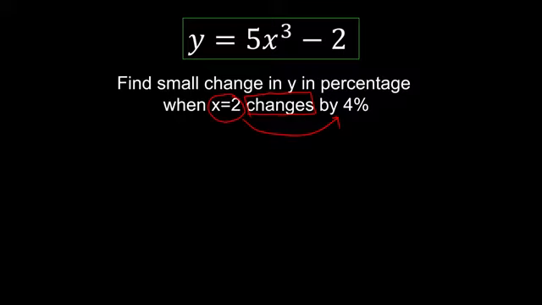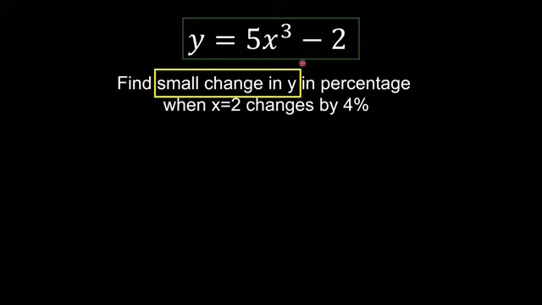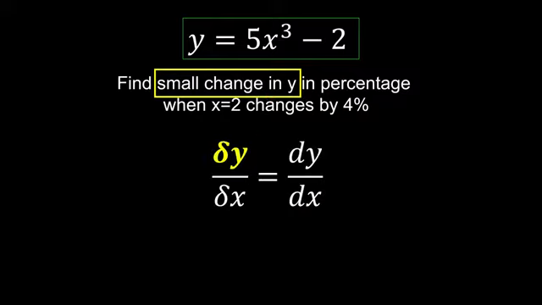When it says changes, it means that it can be increased by 4% or decreased by 4%. But most importantly, they ask us to find the small change in y. Since we want to find a small change, we can use differentiation as our approximation tool. Again, this is supposed to be a wave sign, but sometimes the school will be using the equal sign. We should collect our data first, right?